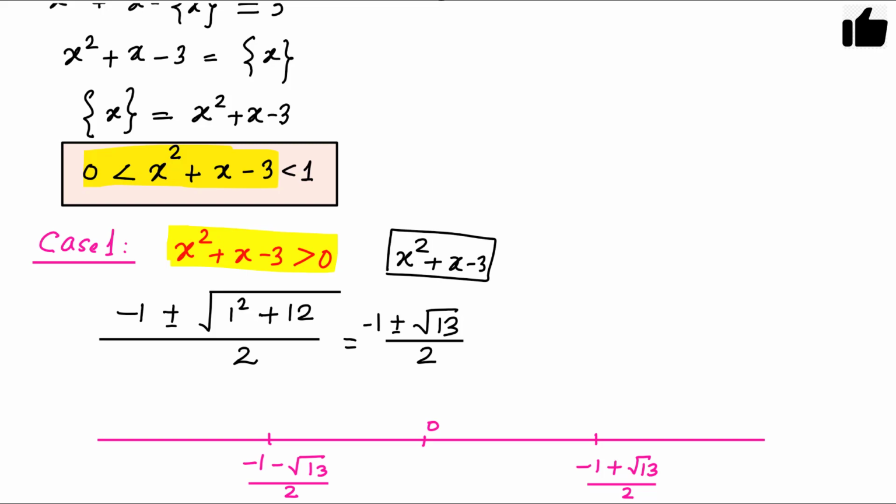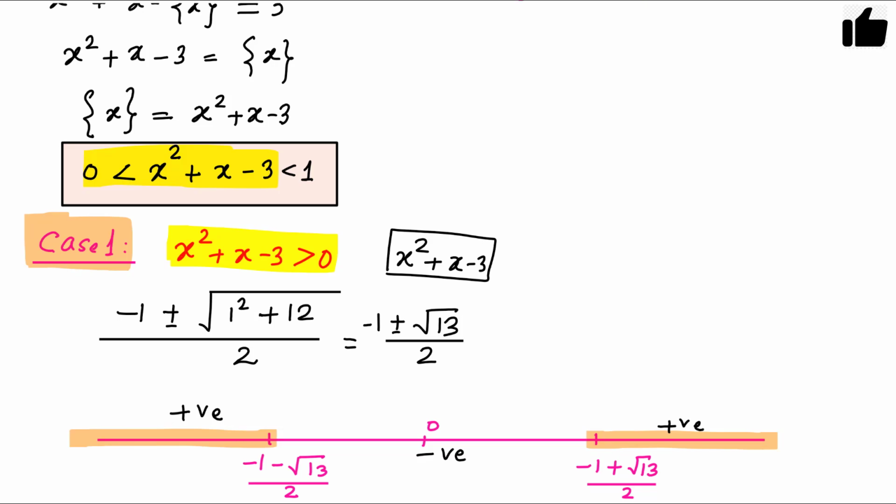In this expression, what will be the value if you put x equals 0? If you put x equals 0, then this is negative. So x equals 0 is here, and this is negative. This means on this side you will have positive, and this side you will have positive. This means this part of the number line and this part of the number line basically satisfy case 1, that is x square plus x minus 3 is greater than 0.